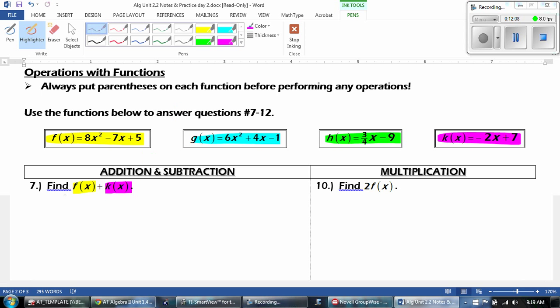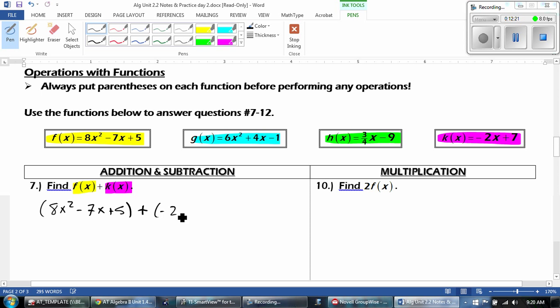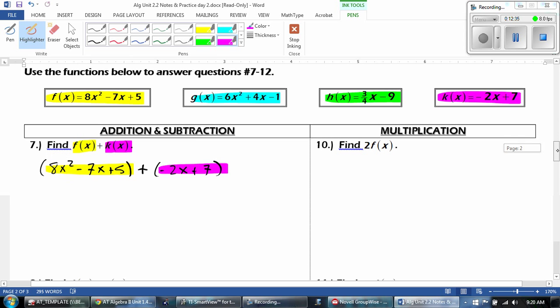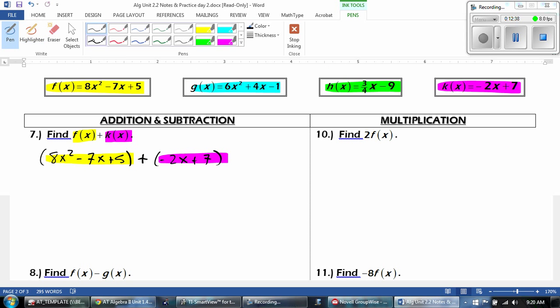So what that means is I'm going to take f of x, which is 8x squared minus 7x plus 5, and I'm going to add it to k of x, which is negative 2x plus 7. Okay, and if you look, there's my f of x function, and there is my k of x function. So now that I have that, well, how do I get out of parentheses?